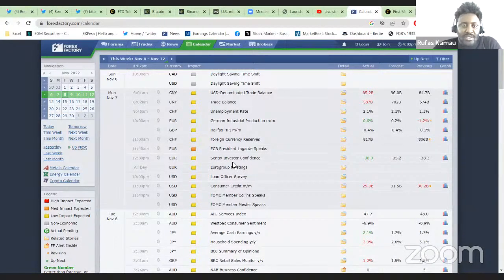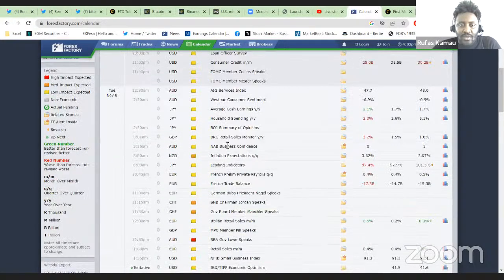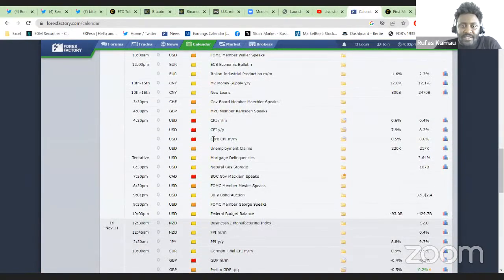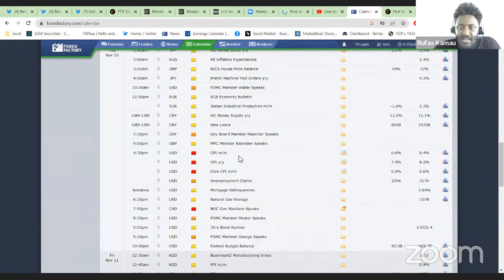So this week, we are majorly focusing on US inflation. CPI inflation will be the most important data for the week, and this is expected on Thursday at around 4:30 p.m. In the previous reading, it was an increase of 0.4%. This month, we expect a rise of 0.6%. And inflation is expected to contract from the previous 8.2% to 7.9%.